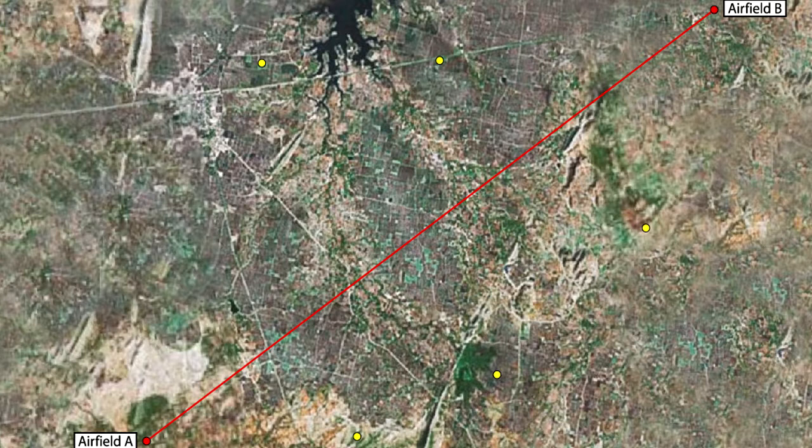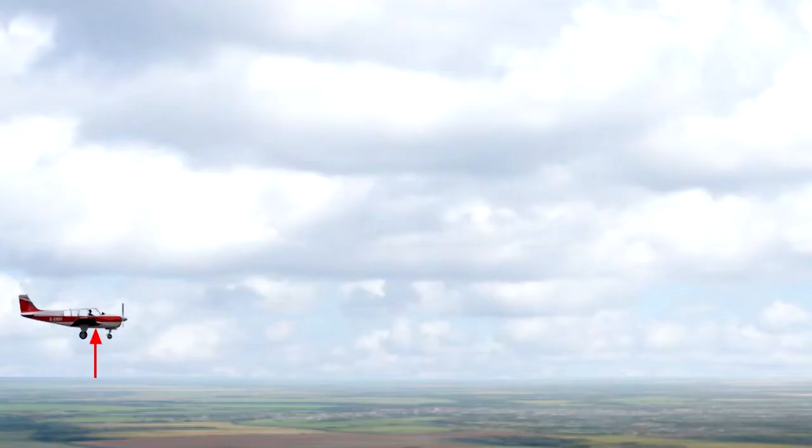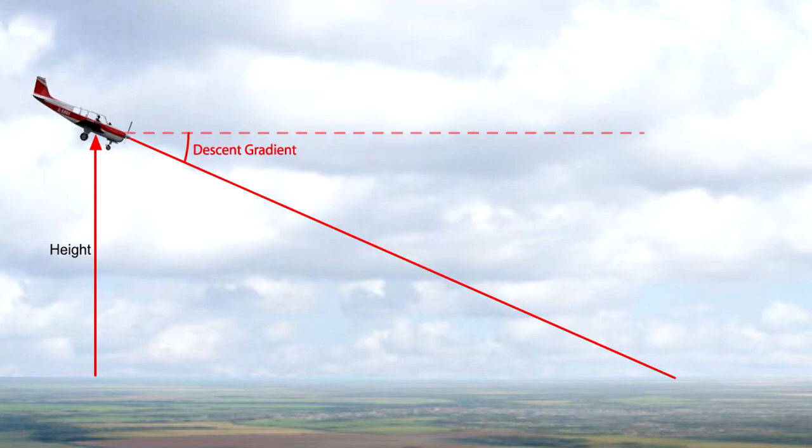The next detail that the operator needs to know is whether his aeroplane will be able to reach these areas if the engine were to fail whilst en route to airfield B. Whether or not this is possible will depend on two things: the altitude chosen for the flight, and the descent gradient of the aeroplane following engine failure. If these two parameters are known, it is possible to calculate how far the aeroplane will travel following engine failure. So let us work through an actual example.